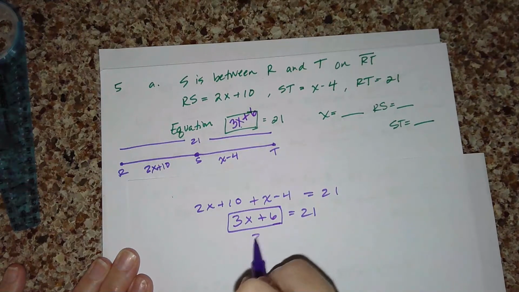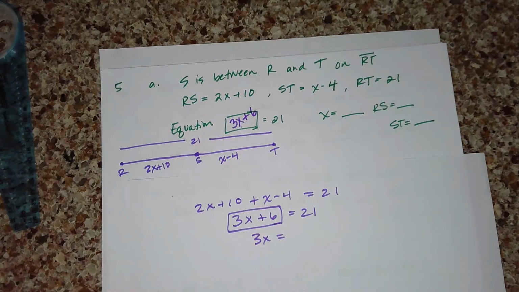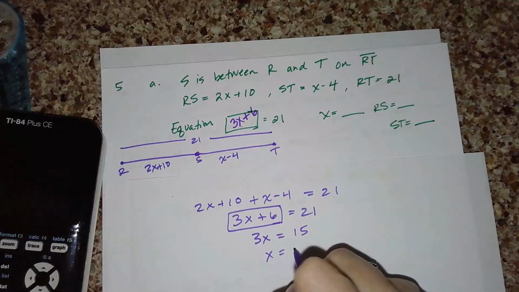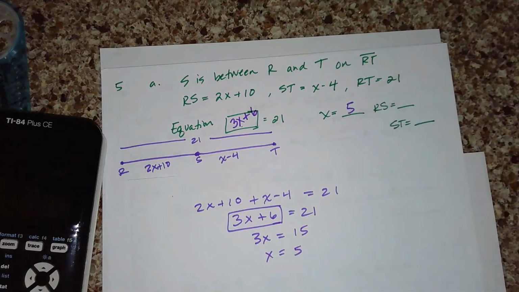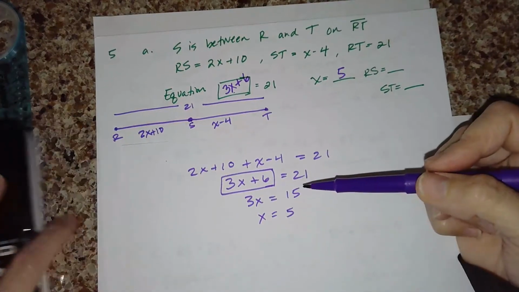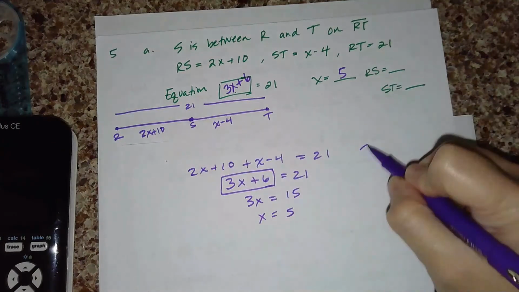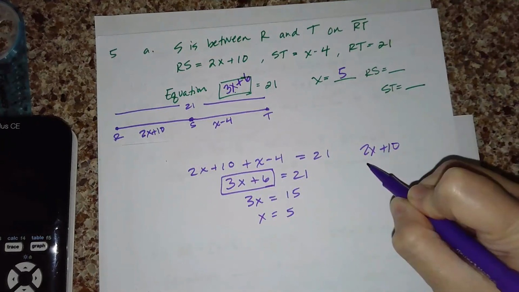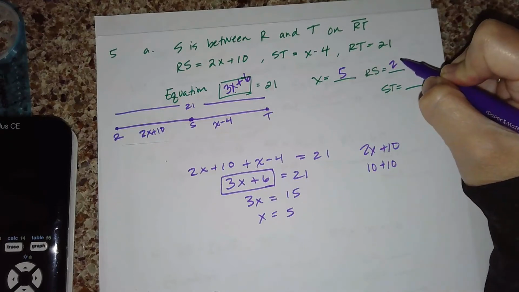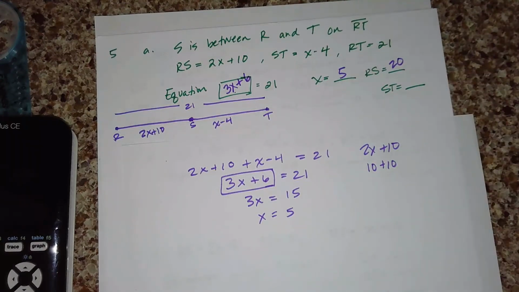So let's solve for x. I'm going to subtract 6 from both sides. So I get 15, and I get x to equal 5. So I'd plug 5 in for x. Now all I'm going to do is plug this back in for RS. RS was 2x plus 10, but since x is 5, that means it's 10 plus 10. So RS would be 20.